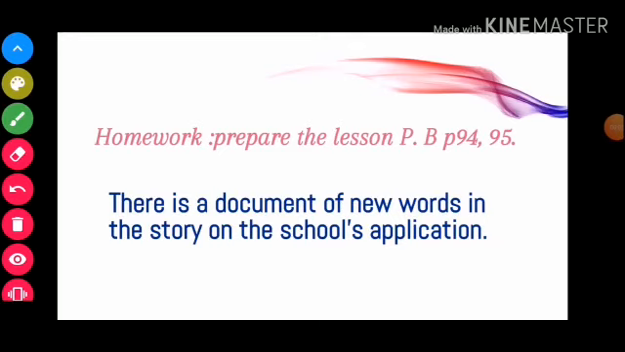Now you have homework. Prepare the lesson, pupils book pages 94 and 95. تحضير الدرس الموجود في الصفحات 94 و 95. There is a document of new words in the story on the school's application. هنالك ملف بالكلمات الجديدة ومعانيها في داخل القصة موجود على تطبيق قرطاج التفاعلي.